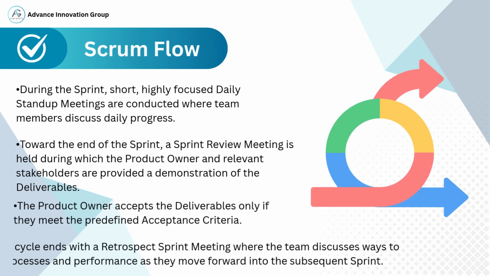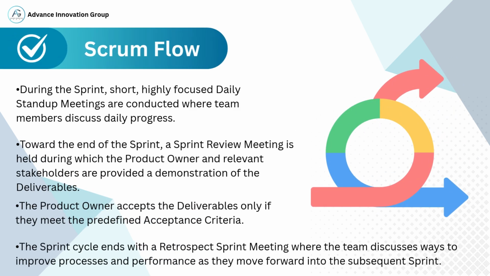Let's now look at what happens during and after the sprint. During the sprint, the team holds daily stand-up meetings. These are short, time-boxed meetings where each team member shares what they did yesterday, what they plan to do today, and if there are any blockers. These meetings help maintain transparency and alignment.